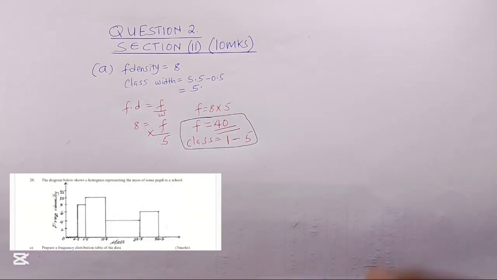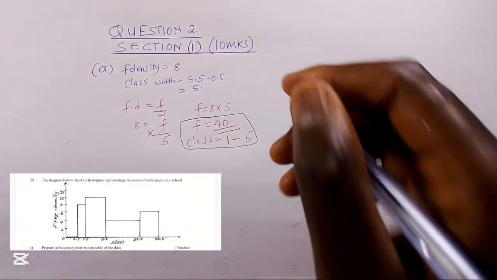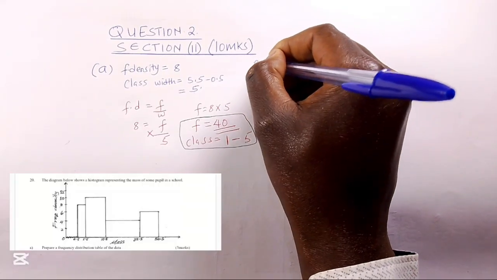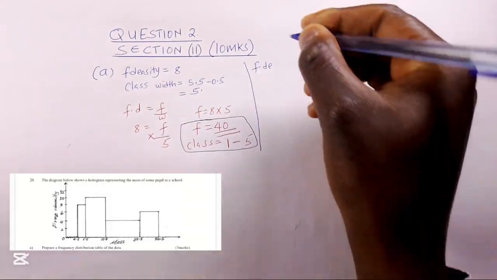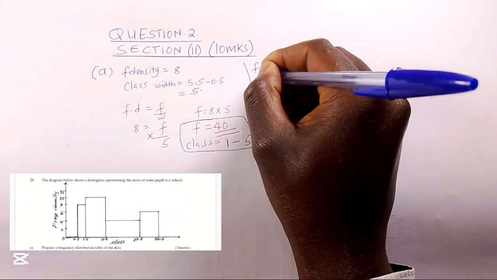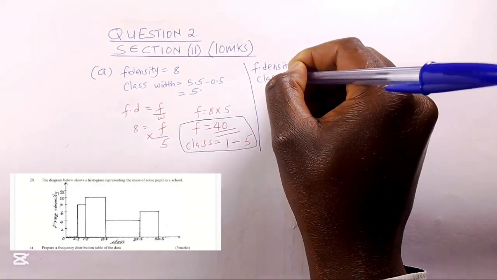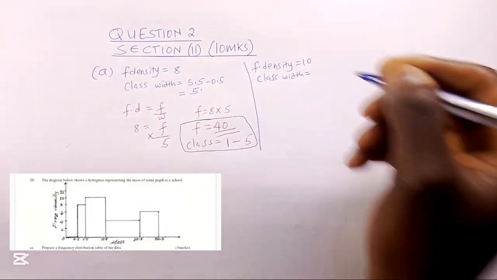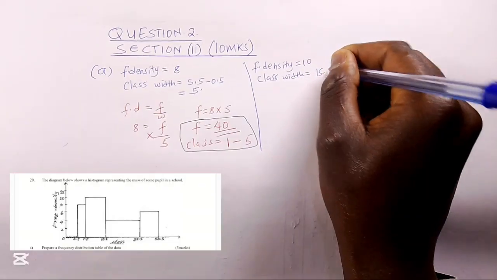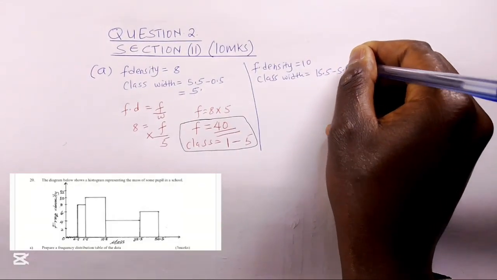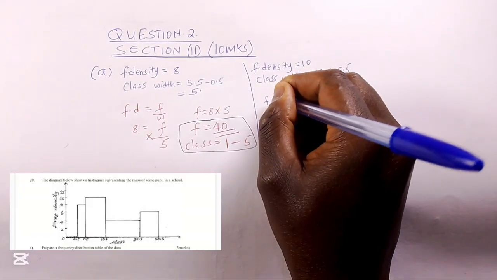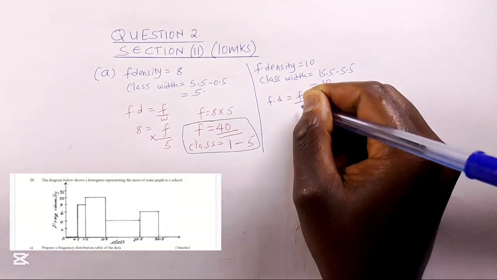So the second bar has a frequency density of 10, and it has a class width of 15.5 minus 5.5, that is equivalent to 10. And we said that frequency density is equal to frequency over class width.